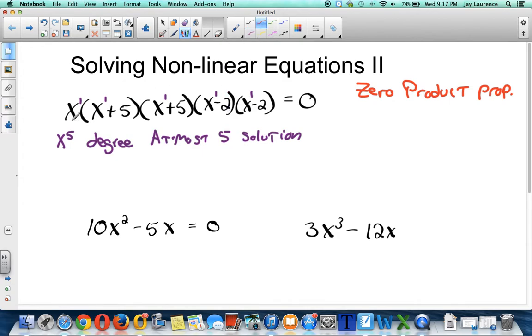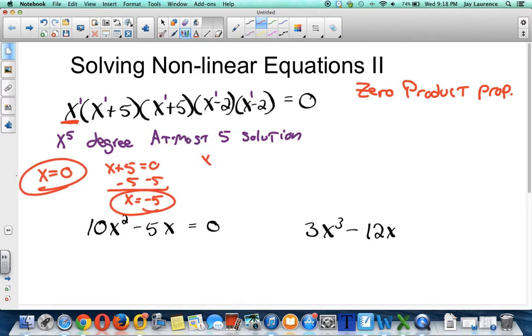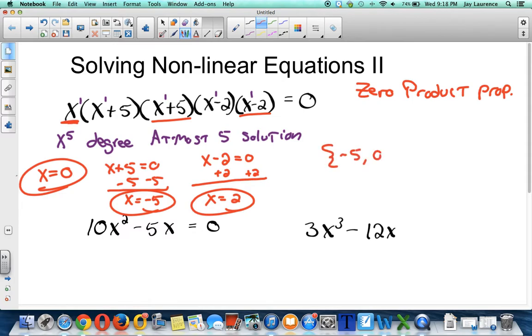So anyway, I take each factor, set it equal to 0. Solve for x. Well, there's one solution right there. x is 0. I'll take x plus 5, set it equal to 0. Subtracting 5 from both sides, I will get x equals negative 5. Then I take x minus 2, set it equal to 0. Add 2 to both sides. x will equal 2. And I don't need to do it here and here because it would just be repetitions of these two, right? So my solutions are negative 5, 0, and 2. And I got those using the zero product property. I set each one of these equal to 0, each unique one that is.